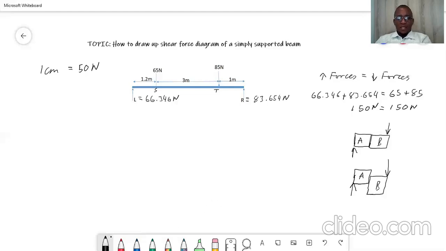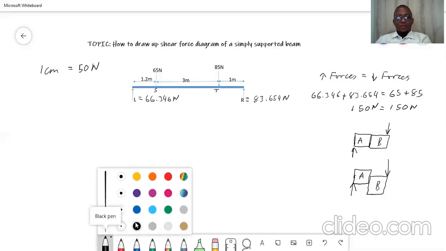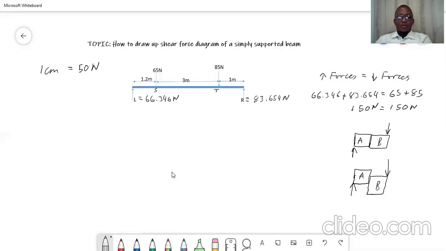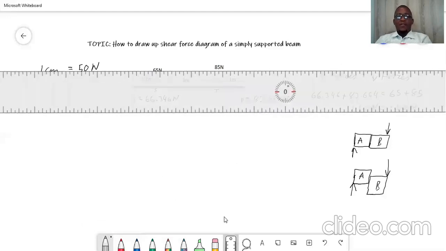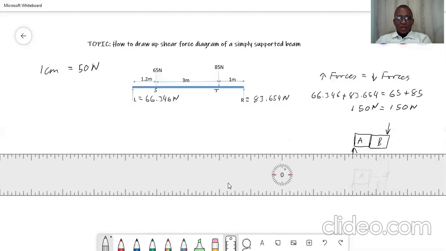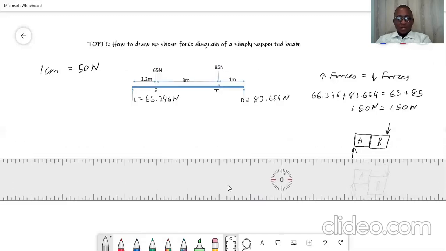But before I start, I normally like to prepare my Cartesian planes that I'm going to use, and obviously use my ruler. So here is my ruler that I'll use to draw up my shear force diagram. Remember, this is just construction lines. I'm starting first with the construction lines, hence I'm using a gray pen, right?